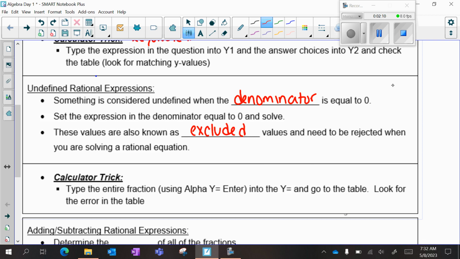So if I had that expression up top again, x squared plus 7x plus 10 over x plus 5, I would set my denominator equal to 0, and x cannot equal -5. That's my excluded value, which is important when we go to solving. So the calculator trick here is you type the entire thing into y equals, and we're looking for the error.